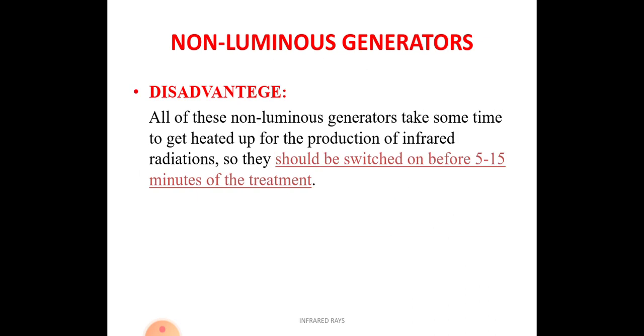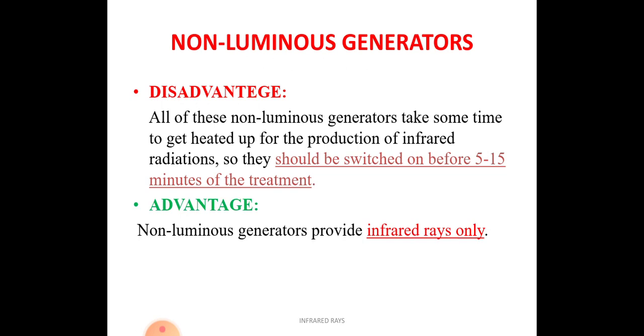What is the disadvantage of this non-luminous generator? It takes some time to get heated. In this case, we have to keep the machine on for 5 to 15 minutes before we start the treatment. Now the advantage: it is purely giving infrared rays. Clear? See, advantage and disadvantage are two sides of a single coin. There will be advantages and disadvantages depending on our requirement, and we have to choose a non-luminous or luminous type of generator.